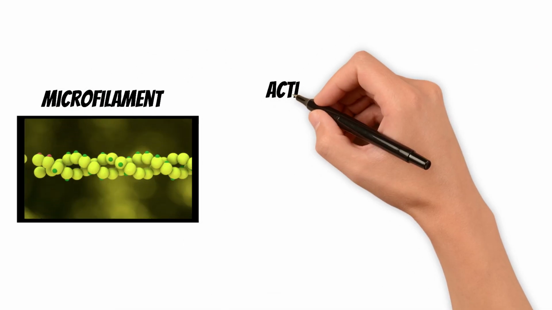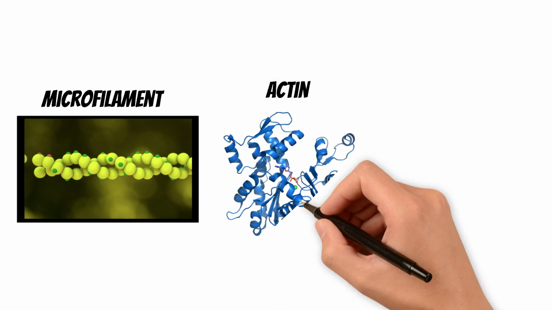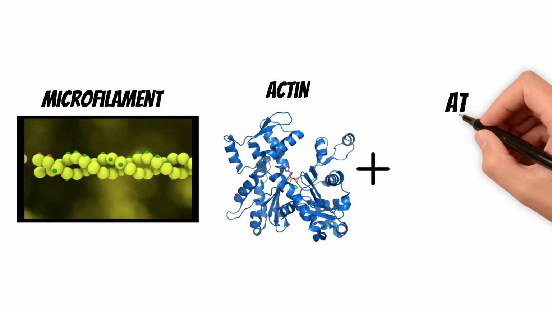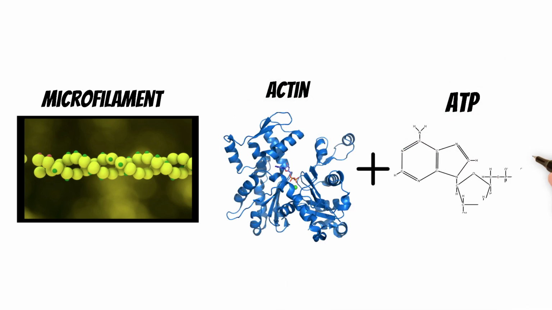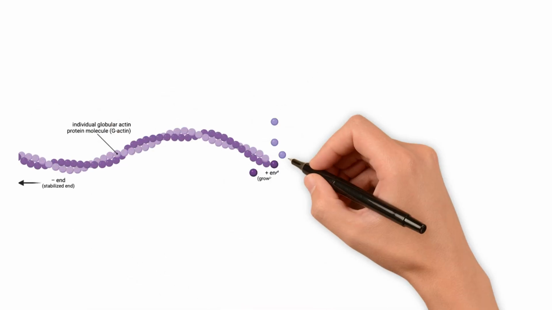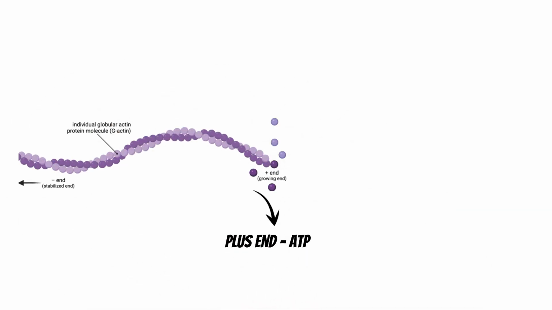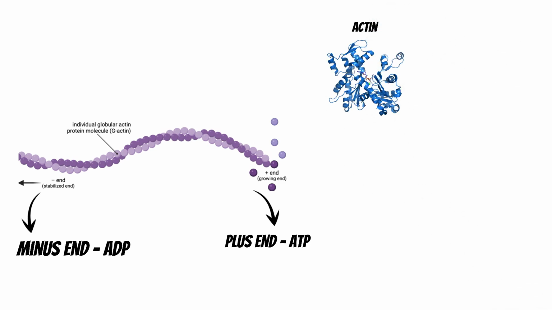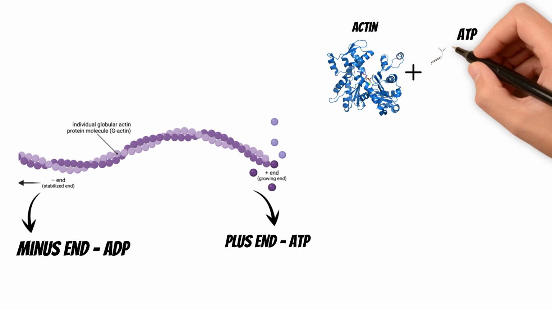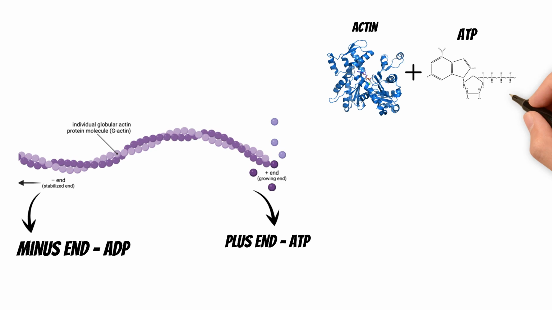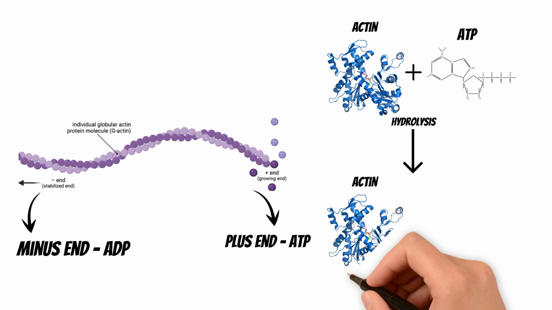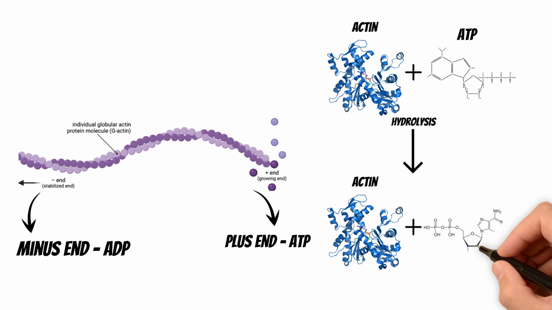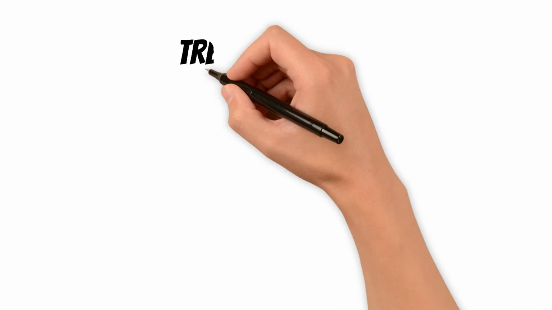Microfilaments are the smallest protein filaments. They're made from actin, a globular protein that assembles into long, helical filaments that come bound to an ATP molecule. Actin filaments are polar. They have a plus end and a minus end. New actin molecules bound to ATP are added to the plus end and are hydrolyzed to ADP upon addition. The minus end thus only includes actin bound to ADP, which is unstable.